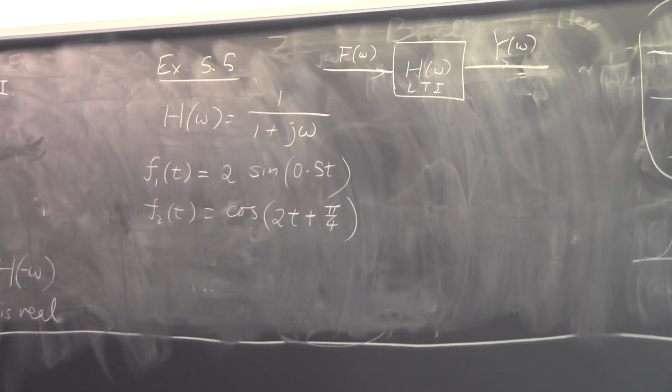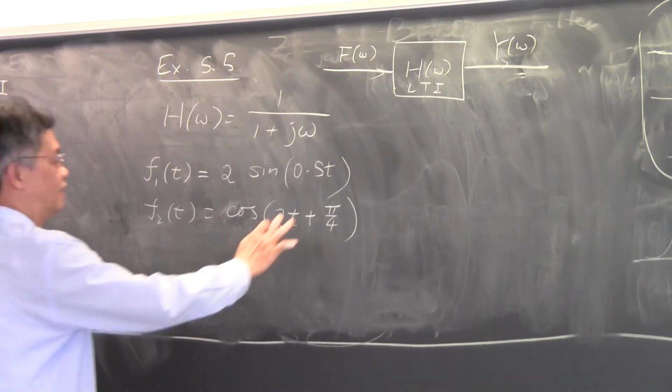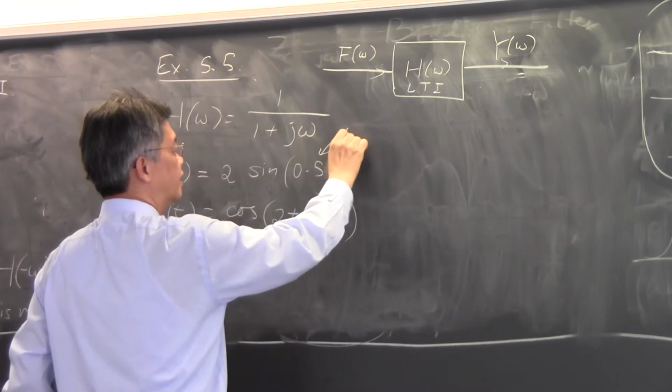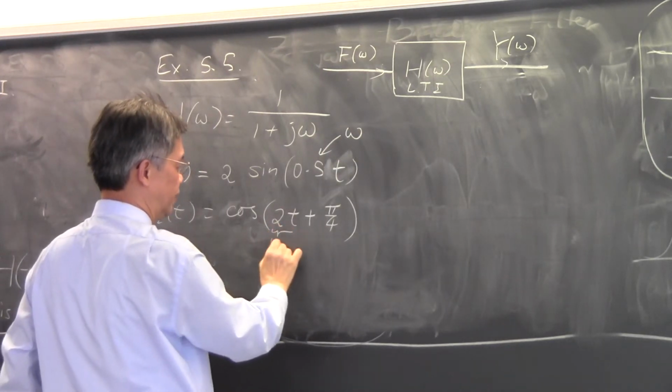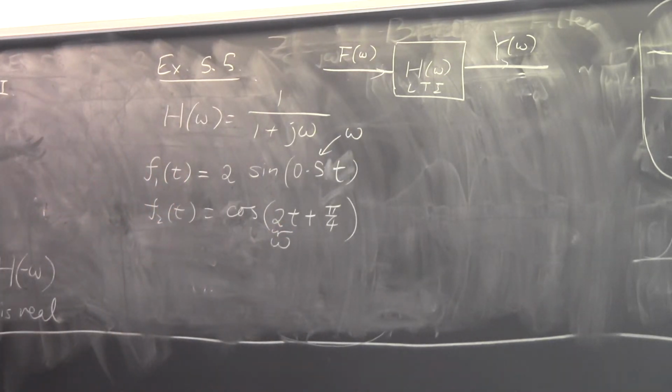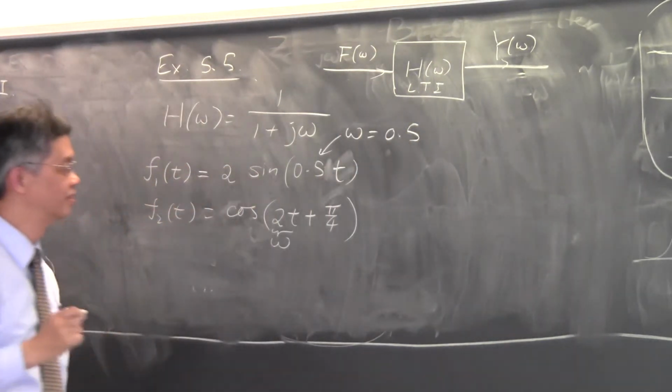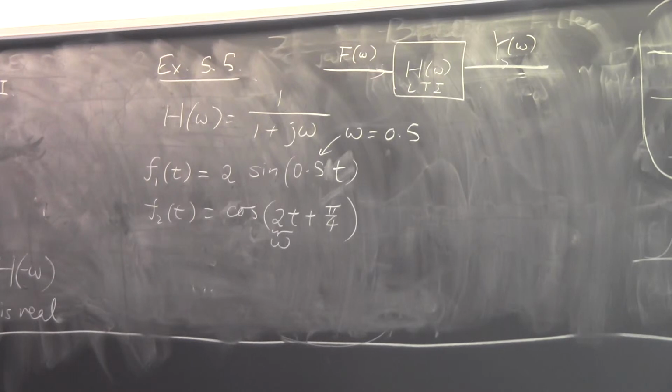Yes, Larry? Does that say 0 times 5t? It's 0.5t. This is omega, so omega equals 0.5. That's what I mean, at least that's what the textbook means. How would I find the output of this system?